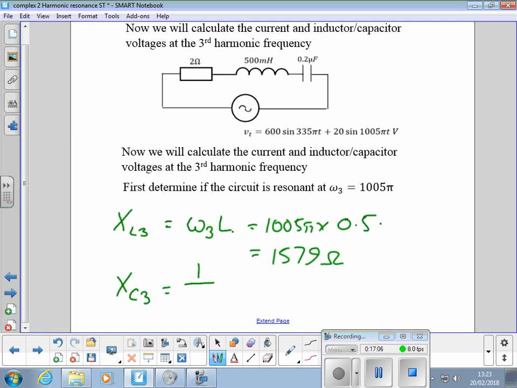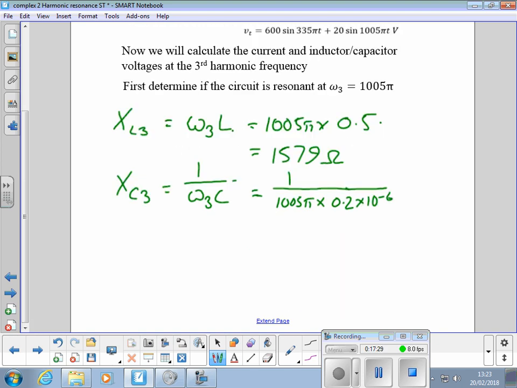XC3 is 1 over omega 3 times C. That's 1 over 1005 pi times 0.2 times 10 to the minus 6. Anyone got a result for that for me? No, it's not that. You hadn't done the 1 over, I reckon. 1584.